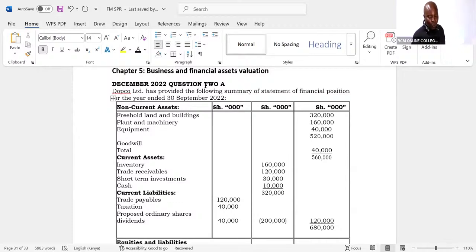It's the question of Jiji Limited, which has provided the following summary of statement of financial position for the year ending 30th September 2022. We're given here non-current assets. You can see we have freehold land and buildings, plant and machinery, equipment, and goodwill, totaling 560,000. Our current assets total 320,000. You can see our current liabilities come to 200,000. Those are current liabilities, all right?